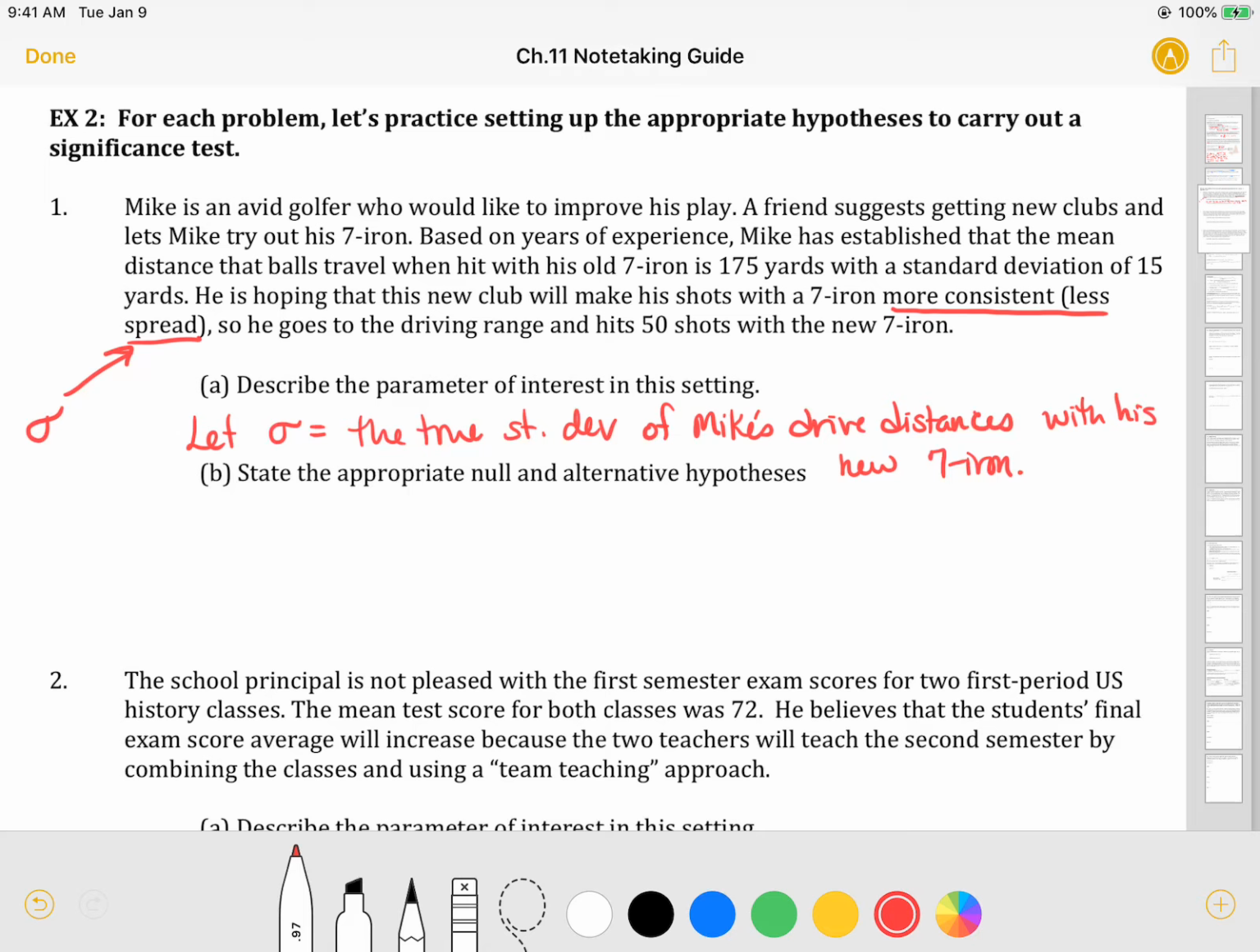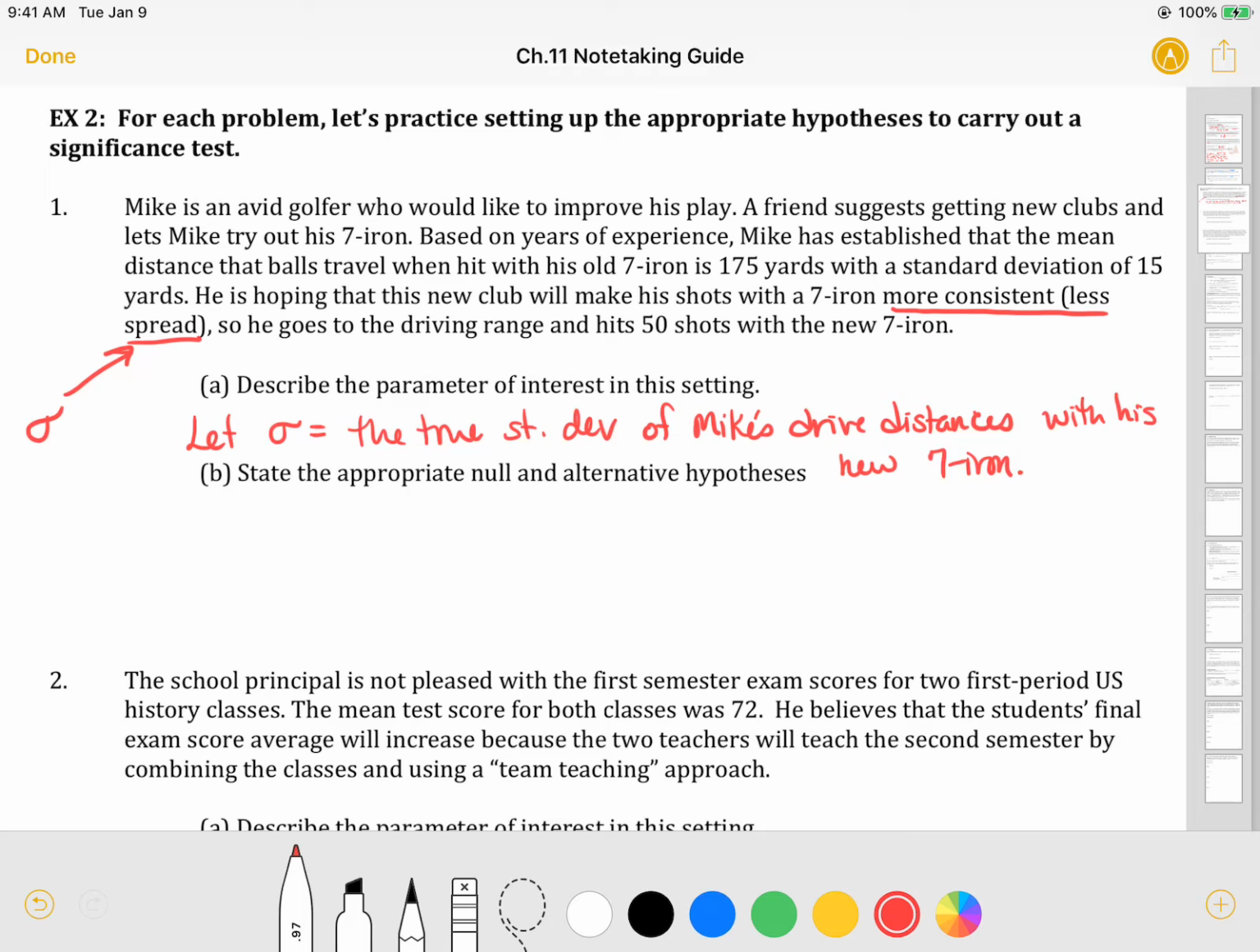Okay, now part B, we're going to set up the null and alternative hypotheses. So let's think about this. We want his drives to be more consistent or less spread. Okay, so we have to either say I want a one-sided, so I want it to be greater than or less than, or I want a two-sided, not equal to. So we are hoping, our hope is that his standard deviation is going to go down. He's going to have less spread, more consistency.